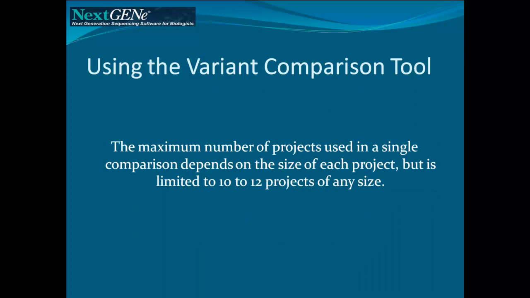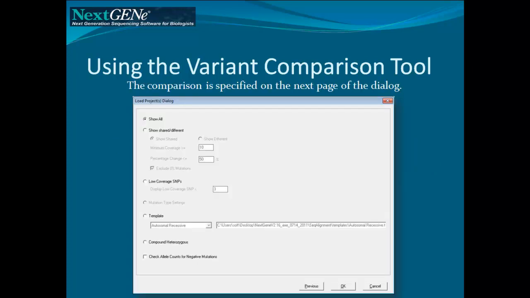The maximum number of projects can vary based on the size of the projects and the hardware of the computer NextGENE is running on, but 10 to 12 projects are the maximum. Aside from being resource intensive, larger comparisons would risk missing out on some regions due to low coverage in any one project. The next page on the Load Projects dialog allows for one of 7 different comparison types to be selected.